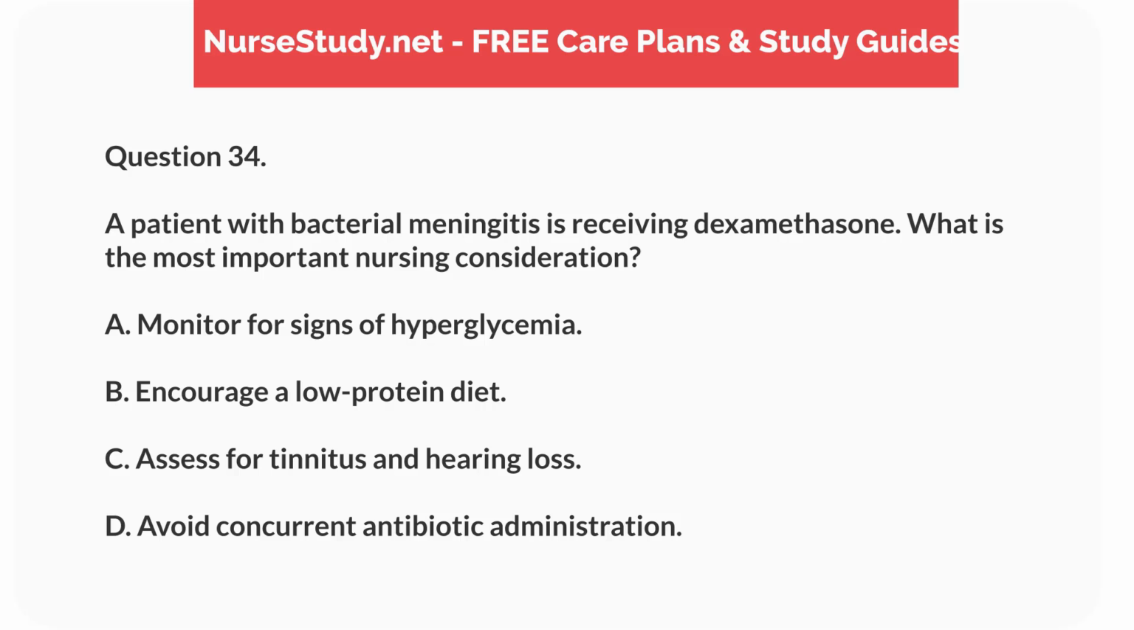Question 34. A patient with bacterial meningitis is receiving dexamethasone. What is the most important nursing consideration? A. Monitor for signs of hyperglycemia. B. Encourage a low-protein diet. C. Assess for tinnitus and hearing loss. D. Avoid concurrent antibiotic administration.